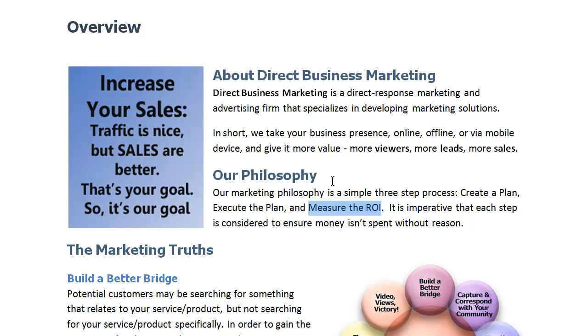So many small businesses spend money and have no idea if their marketing is making them any money, and that is just something that is unacceptable. The goal would be that every dollar that you spend on marketing can be accounted for and directly linked to sales, so that you know how much money you've made and what kind of ROI you're seeing.